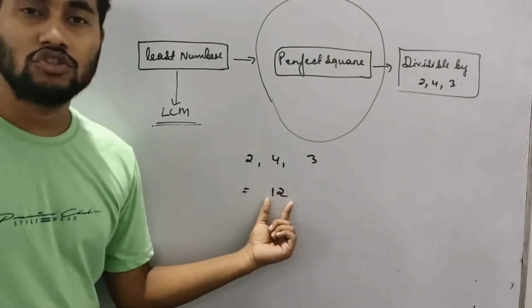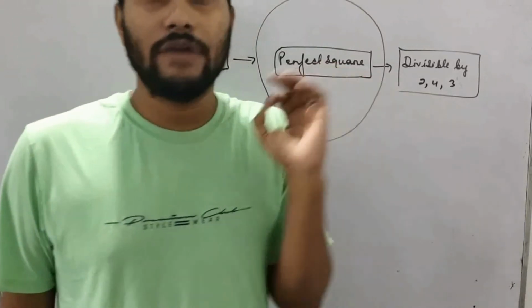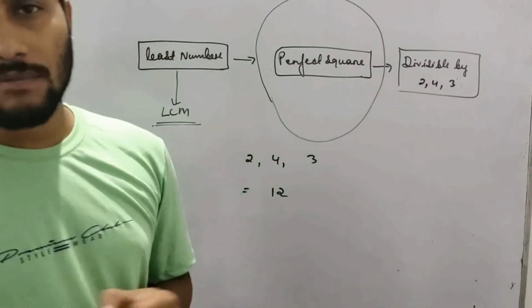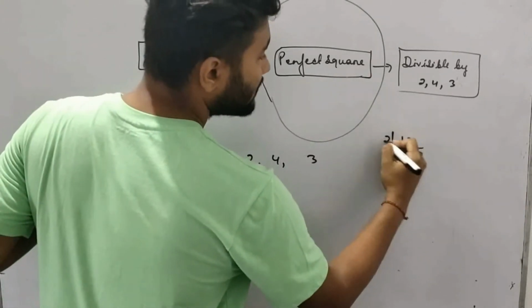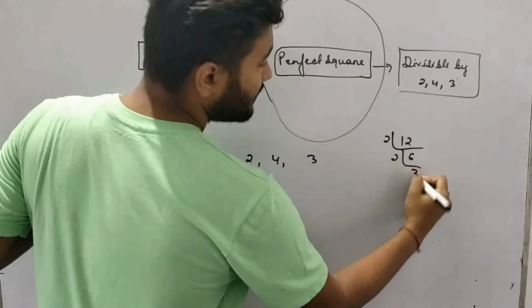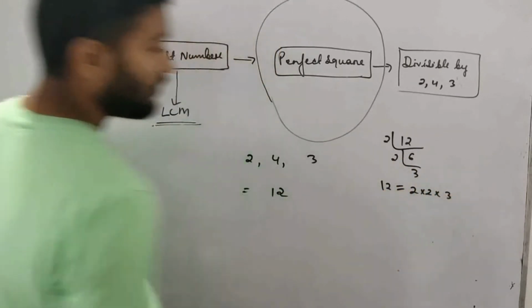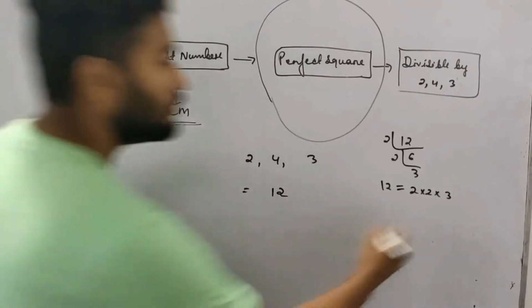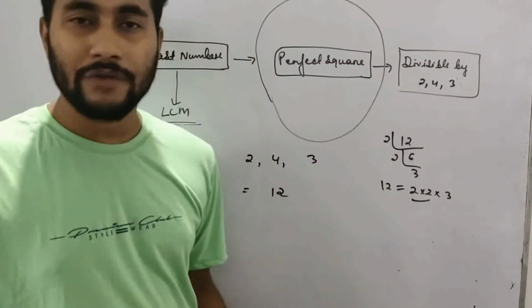So what is your next job? You have to make this 12 a perfect square. Now how to make this 12 a perfect square? Very simple. 2 sixes are 12, 2 threes are 6. So 12 is equal to how much? 2 into 3. Now clearly you see this 3 is single. So 12 cannot be a perfect square.